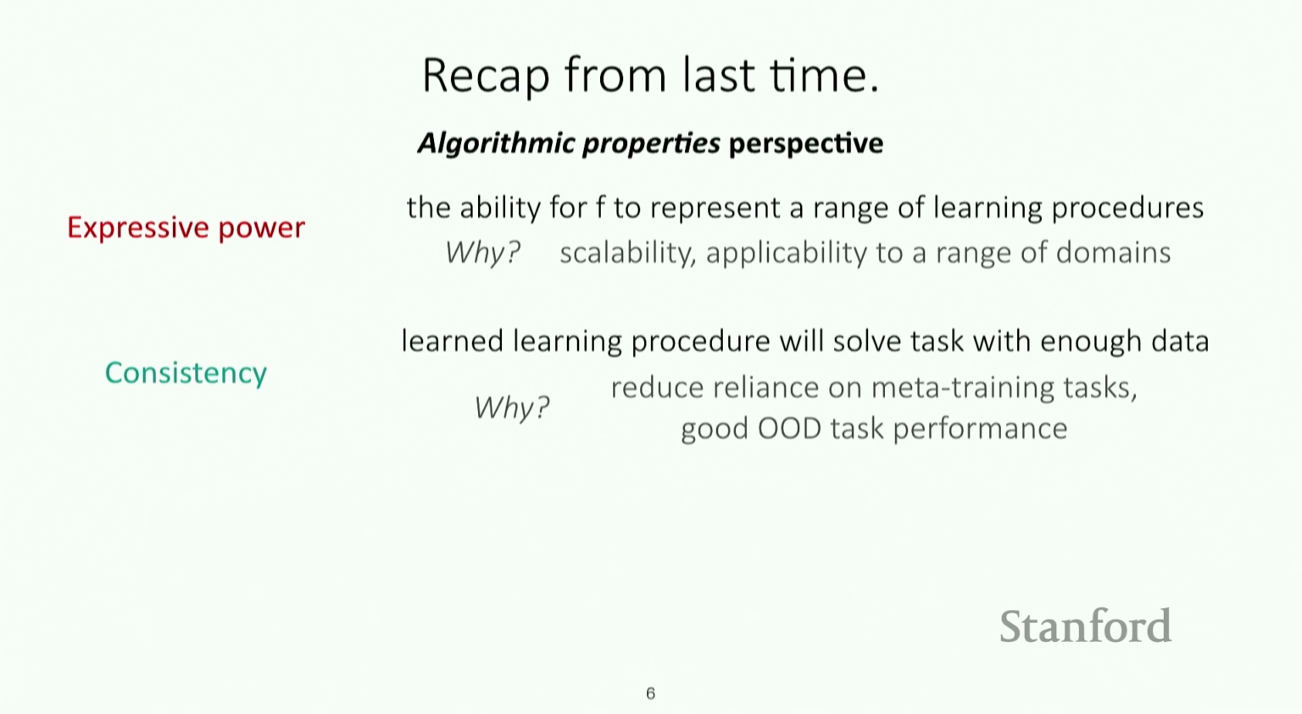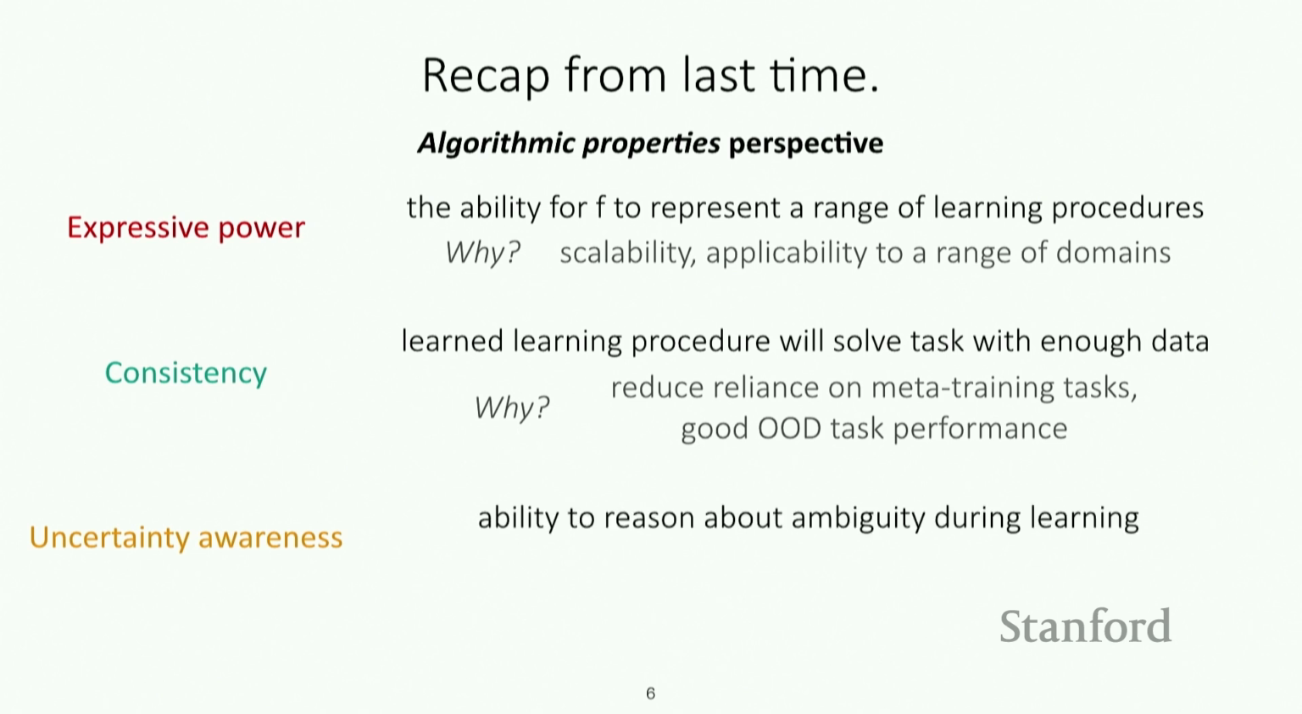The third property that we haven't really talked about much so far is this concept of uncertainty awareness, and that's what we'll be covering today. Uncertainty awareness is the ability to reason about ambiguity during the learning process: the ability to reason about whether or not it's very clear what the function is, or whether you should have uncertainty about the underlying function that your data is providing evidence for.